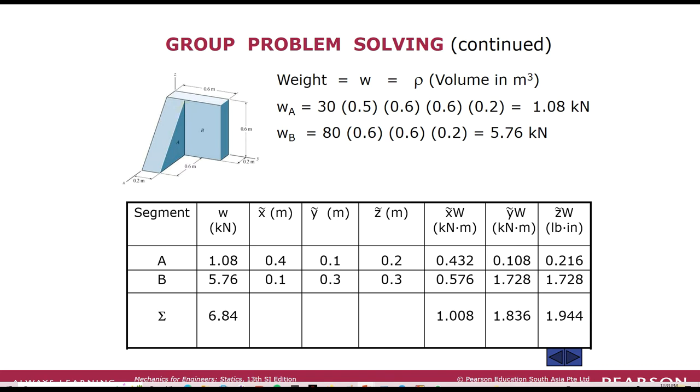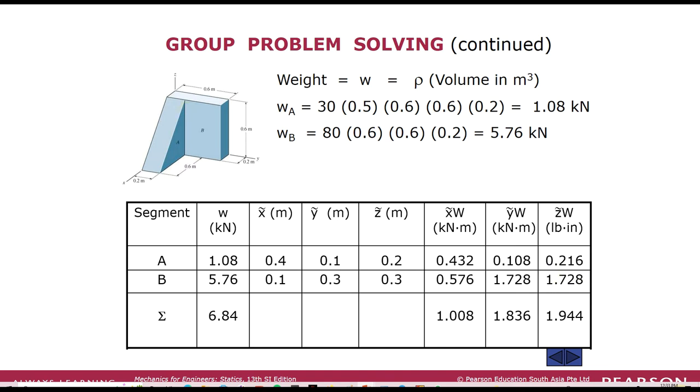And for B, same here for block B, at X, because X is 0.2, just half of it for a rectangle, it is 0.1. And for Y, because the length here is 0.1, and because it's near to the origin, it's just 0.3. And then Z is, the height is 0.6, divided by 2 is 0.3. So we multiply 0.1 times 5.76, 0.3 times 5.76, and then 0.3 again multiplied by 5.76, and you get the value of each individual for x, y, and z.